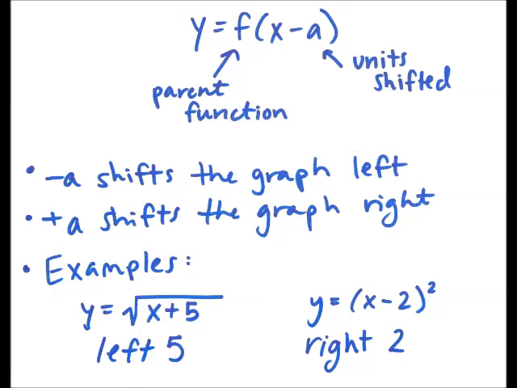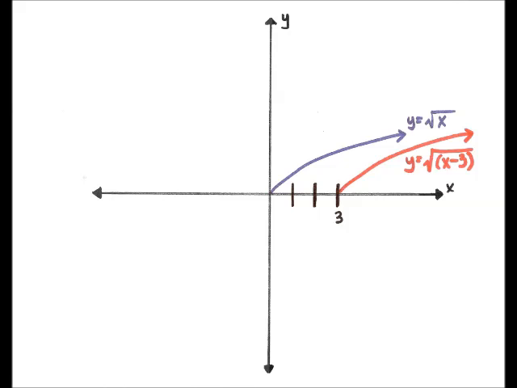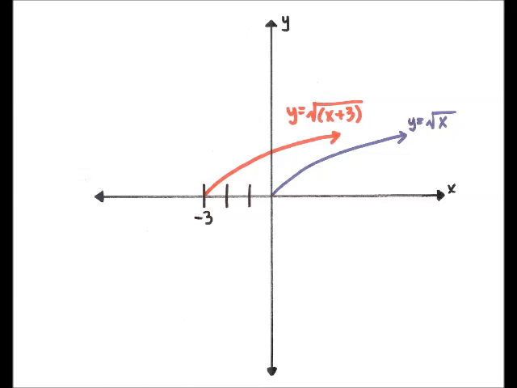The same goes for y equals x squared changed to y equals x minus 2 squared, which shifts the original graph right 2 units. You can also look at horizontal shift graphically, starting with the graph of parent function y equals the square root of x. When you change the function to y equals the square root of x minus 3, it moves right 3 units along the x-axis to positive 3. If you make the 3 negative, it moves left 3 units along the x-axis to negative 3.